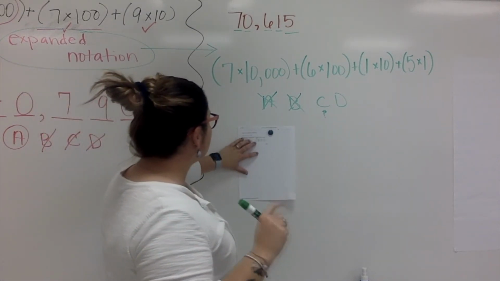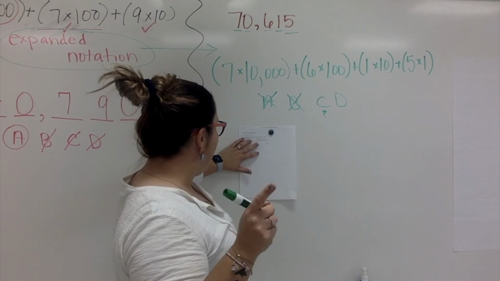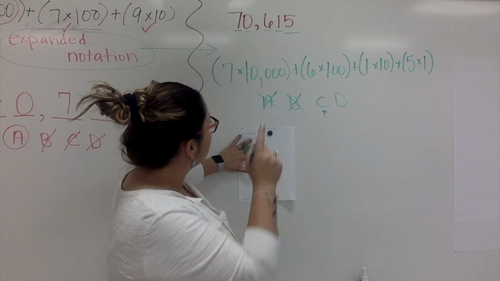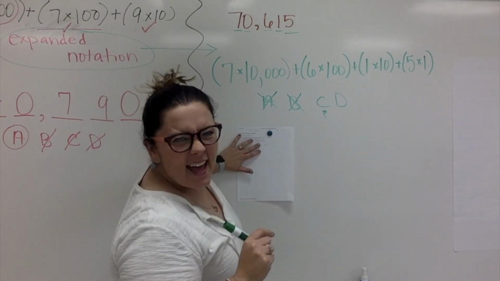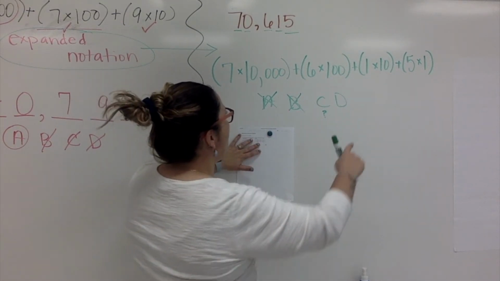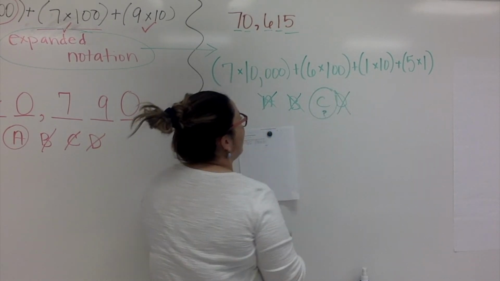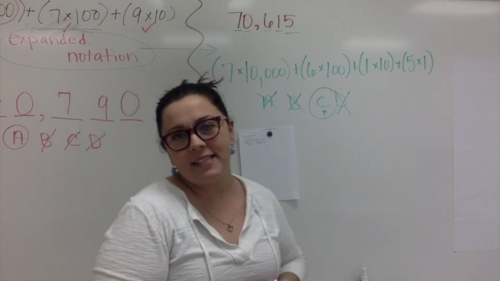Let's look at D. It starts with 7 times 10,000, yep. Times 6, plus 6 times 100, yep. Plus 10 times 10. No, we already said it was 1 times 10, so we know D is not it. So we were correct. C is the correct answer there.